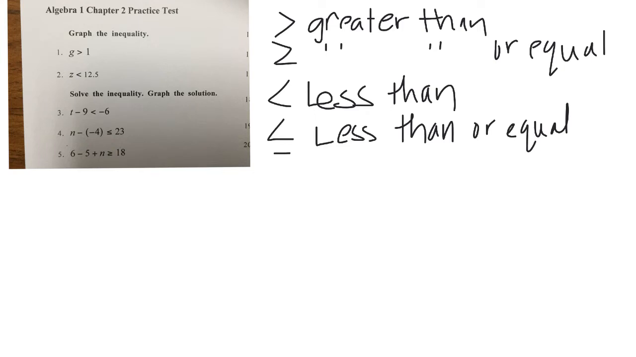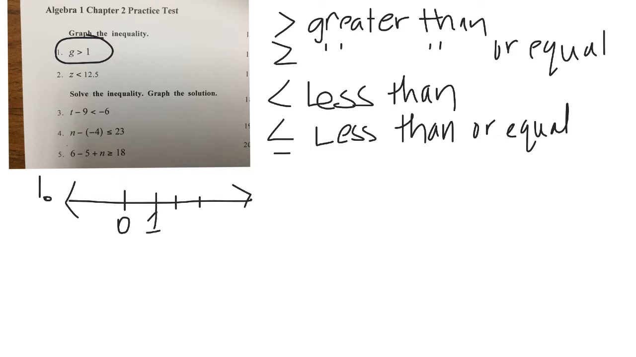And so when we're going to graph, this is g is greater than 1. So we draw a number line. I always like to put 0 on it. It's always nice to have that reference. And there's 1. Then we have 2, 3, -1, -2. It's not necessary to put all the numbers on the number line. And greater than, without the or equal to, is an open circle. So we use an open circle on the 1.